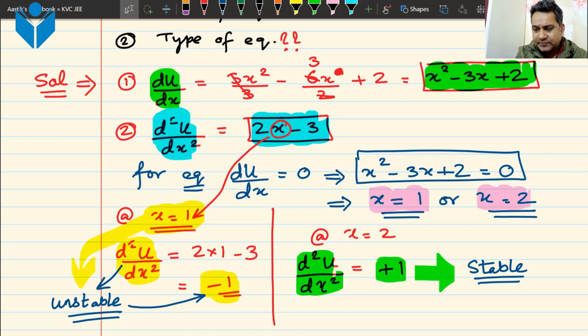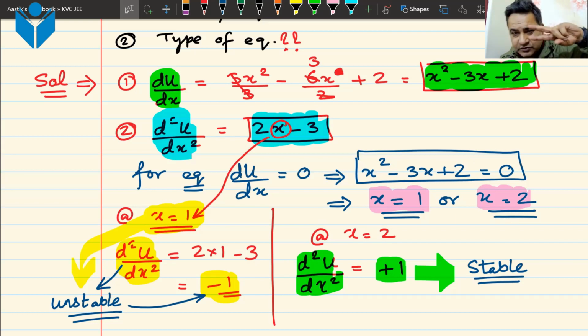What have we learned from this question? If we have one point of equilibrium, it can be stable, it can be unstable. If we have 2 points of equilibrium, as we have seen in this question, one of them would be a stable one, the other one has to be an unstable one.